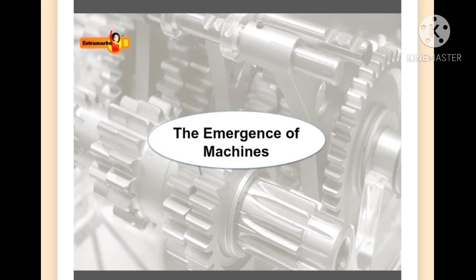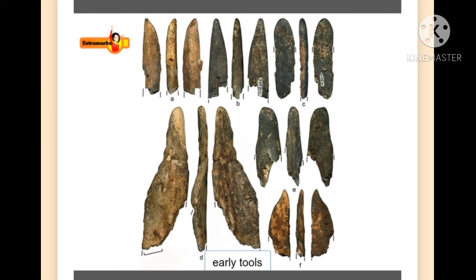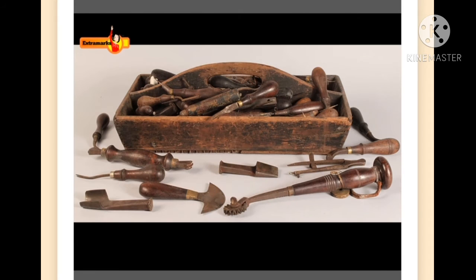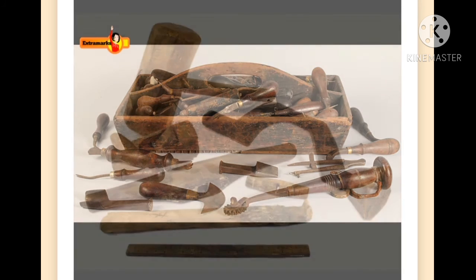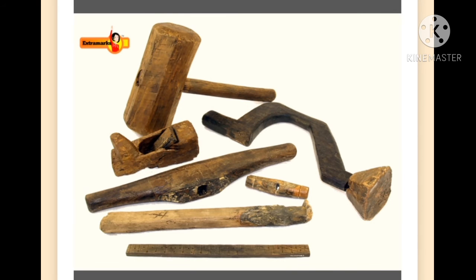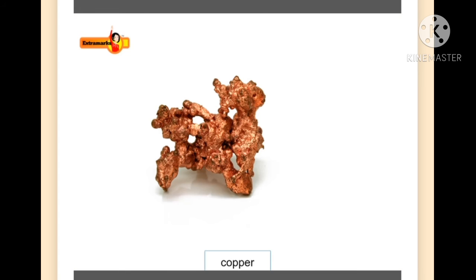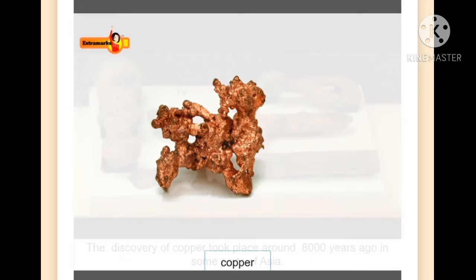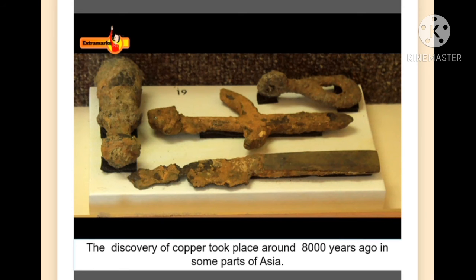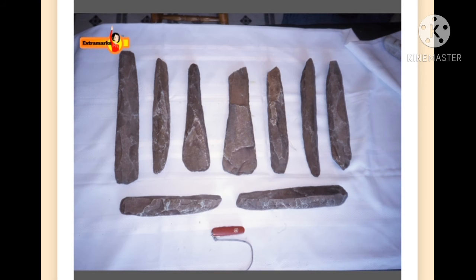The emergence of machines. The early humans first made simple tools that could be used by them for hunting animals. And then, slowly and steadily, the early humans started to use the materials around them to make their life easy. An important step towards invention of machines was the discovery of metals. Copper was the first metal to be discovered. The discovery of copper took place around 8,000 years ago in some parts of Asia. With its discovery, early humans started to make better tools.